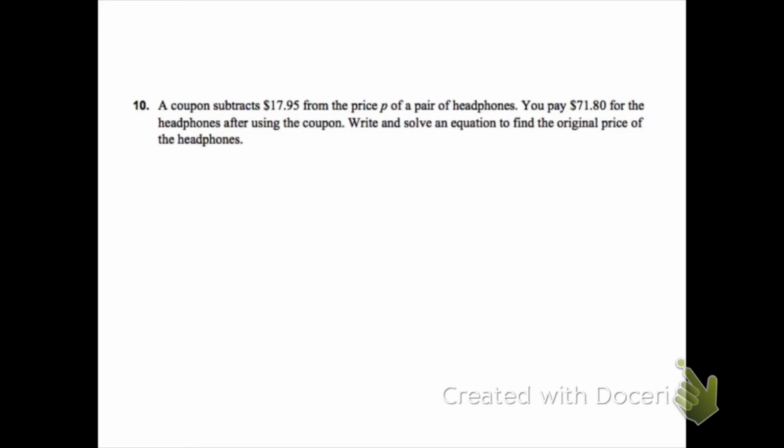When we look at number 10, it says a coupon subtracts $17.95 from the price P of a pair of headphones. You pay $71.80 for the headphones after using the coupon. Write and solve an equation to find the original price of the headphones. So we're looking to find this original price of the headphones, and they have already given us this: P is equal to the price of the headphones, and that's what we want to find.